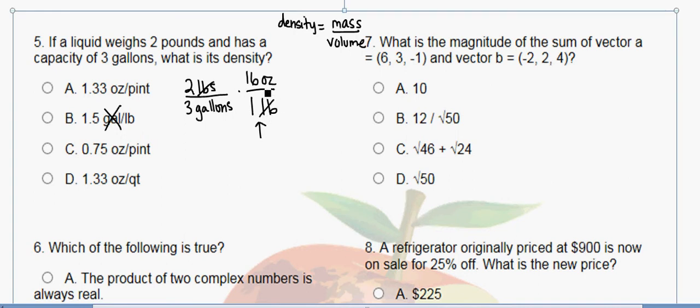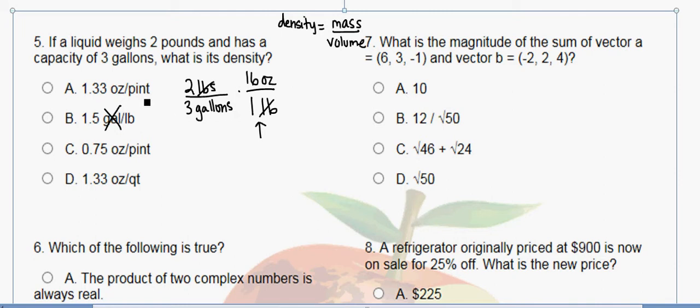If I was doing another problem, another conversion factor might be 1 pound over 16 ounces. So the order of where I put my numerator and where I put my denominator depends solely on what I'm trying to do. The goal here is to get rid of pounds and get ounces instead. So pounds cancel, and we're left with ounces. And now I've got 32 ounces over 3 gallons.